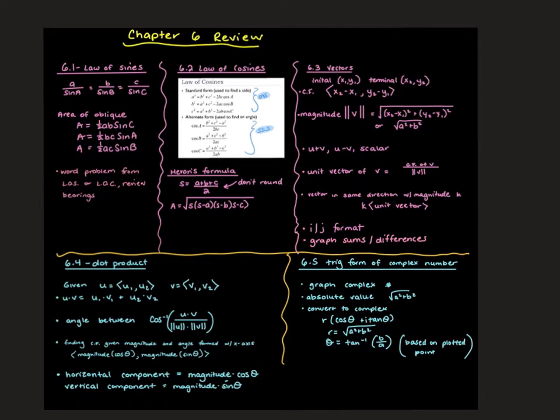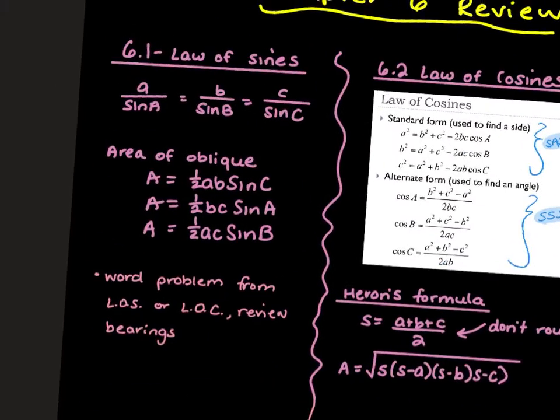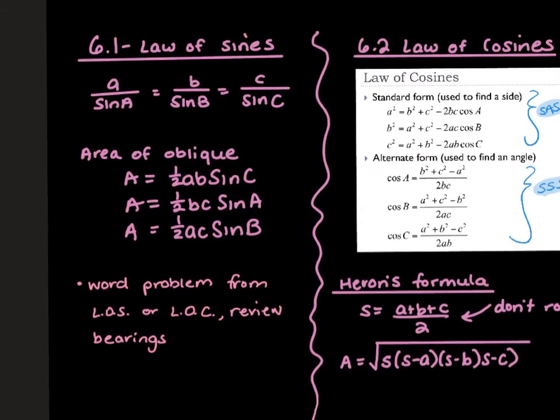I'll zoom in section by section to kind of go over it, okay? But this is what's going to be covered. The problems will be on your review that's posted. So the first is law of sines. This was 6-1. Law of sines, the area of the oblique triangle. The law of sines is A over sine of A, B over sine of B, C over sine of C.